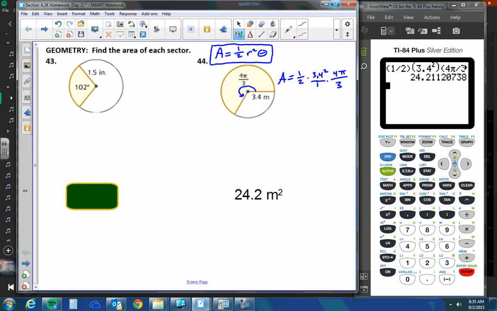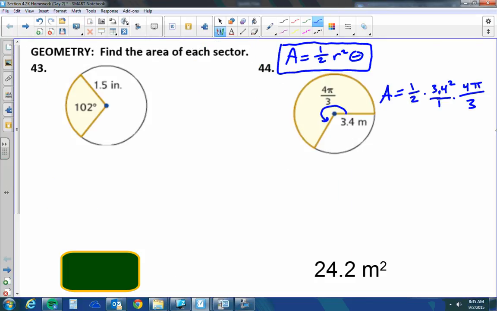Now on the other one, same idea. I'm going to set it up. It's 1/2 r squared, which is 1.5 squared. Once again, I'd make that the numerator. And you can't use the 102. You have to convert it. I'm just going to put the conversion right there.